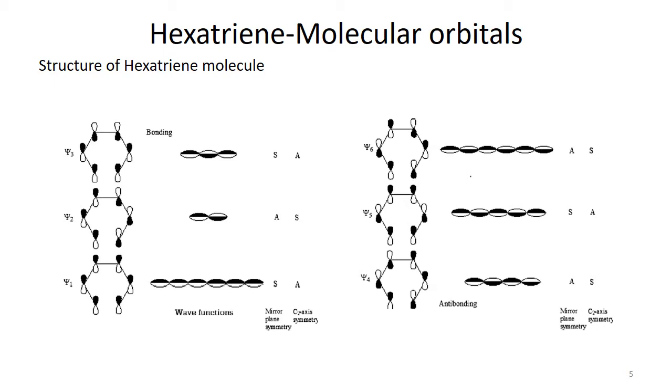But in the end, what we get are 6 bonding and anti-bonding molecular orbitals in total. So there are 6 molecular orbitals. Why are there 6? Because 6 atomic orbitals of carbon are mixing together and forming 6 molecular orbitals here. 3 of them are bonding, and 3 of them are anti-bonding molecular orbitals.